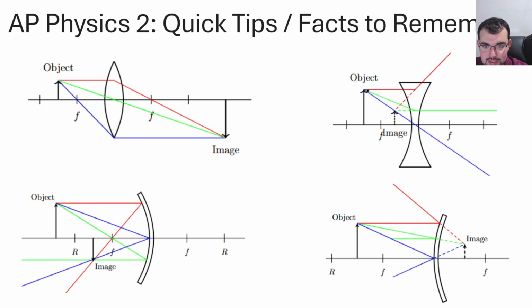Then for the diverging, we see the same thing, right? Enters parallel, exits like it came from the focus. Looks like it came from the focus, so it exits parallel. And then center is undeflected. Same idea here. There's other ways of explaining this, but it works out. I had some fun LaTeXing these ray tracing rules into that.